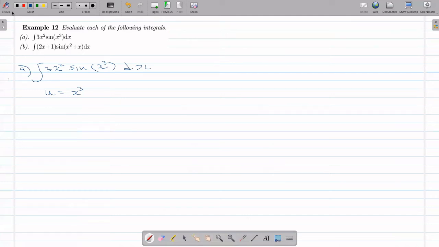Okay, so I say u is x cubed and du by dx, if I differentiate here, I get 3x^(3-1), 3x squared. No, this is differentiation, not integration. Then I want to isolate this dx. So this dx in the denominator I take to the other side: dx equals du, and I divide by 3x squared.